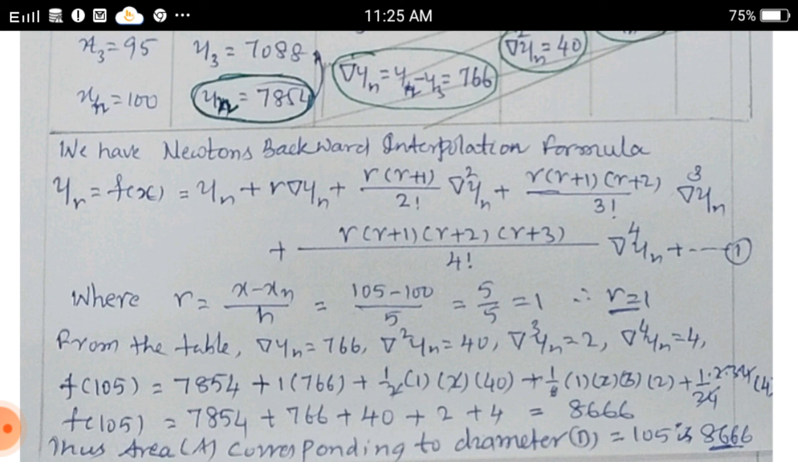Therefore, we need the value of y at x. So y at x is equal to f of x, which is equal to yn, the last entry of the last column y, plus r into del yn. Observe the forward and backward differences in the interpolation formula.